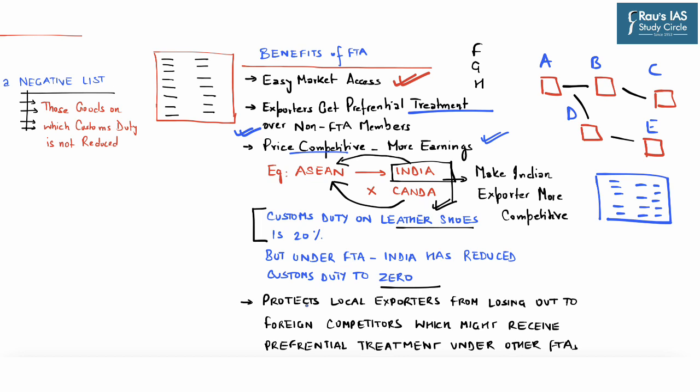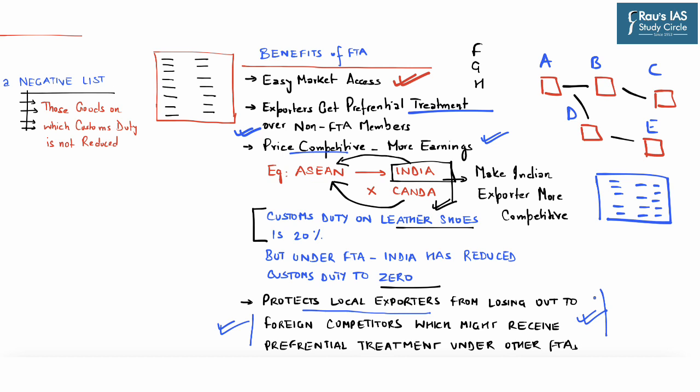And through these free trade agreements, it also protects the local exporters from losing out to foreign competitors which might receive preferential treatment under other free trade agreements. So these can be said to be some of the overall benefits of free trade agreements for the society at large, particularly the Indian exporters.